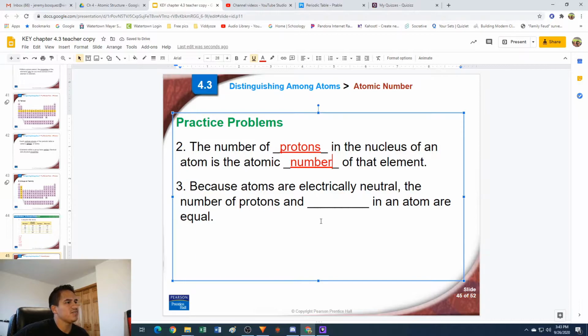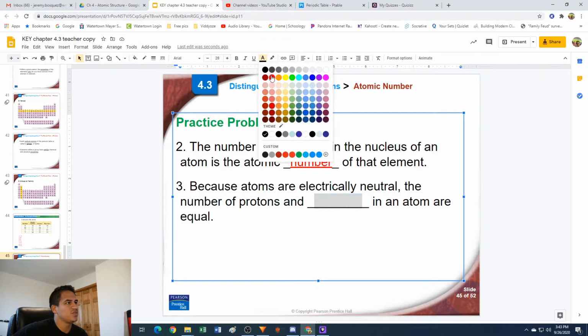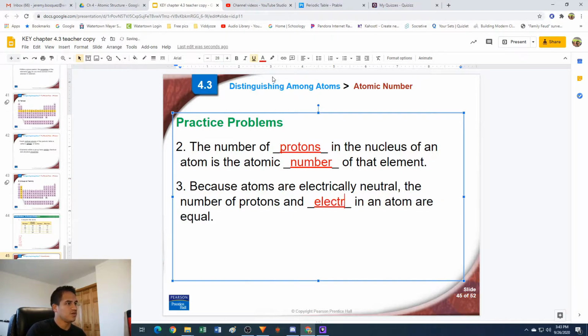Number 3, because atoms are electrically neutral, the number of protons and blank in an atom are equal. All right, so this is going to be electrons. So because atoms are neutral, meaning they have no charge on them, the number of protons and electrons have to be equal because they balance each other out, and that's why we don't have a charge on the atom.